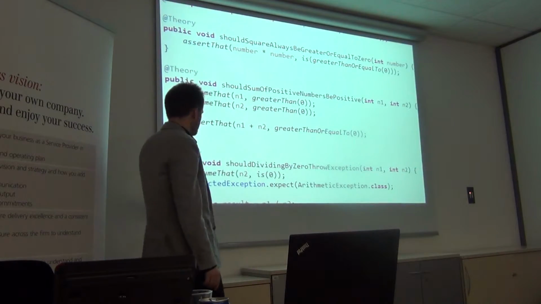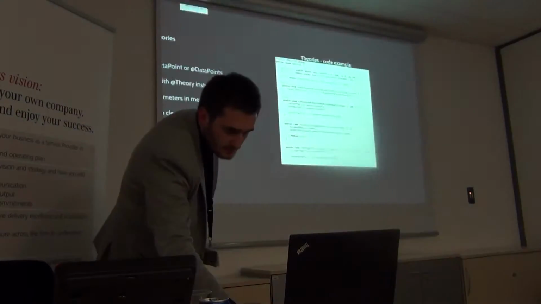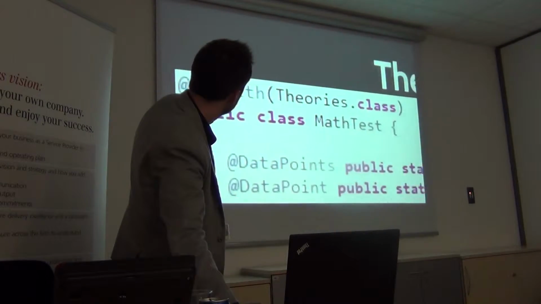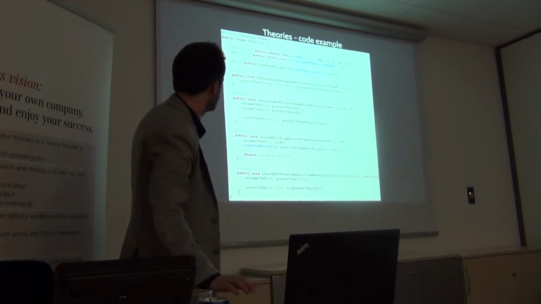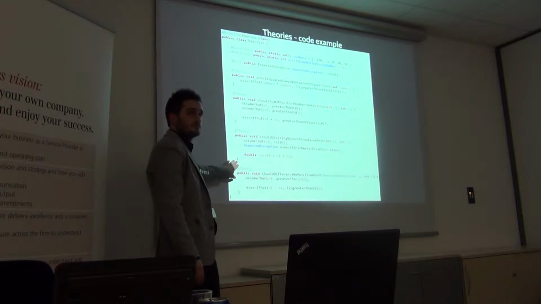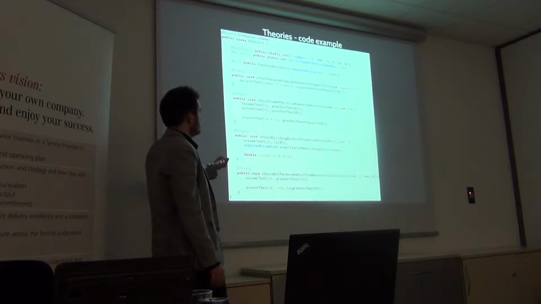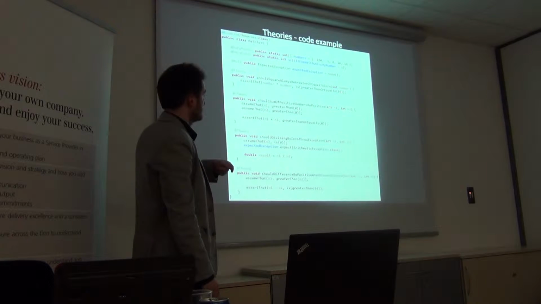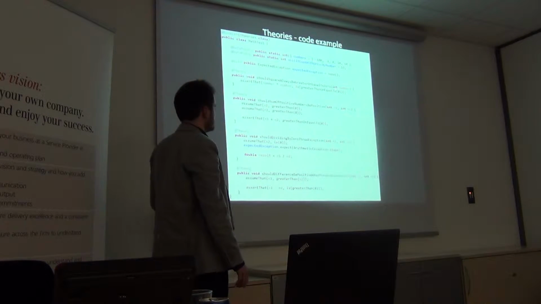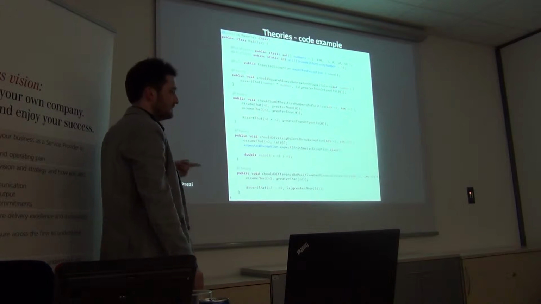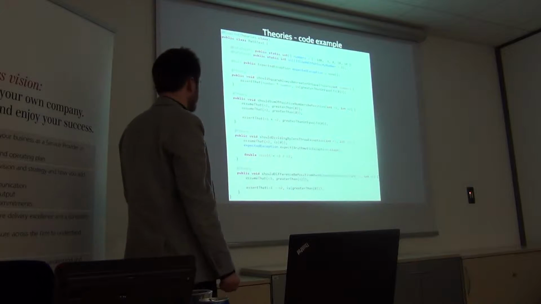Or, can you see that? So assuming that I got two numbers and the second is 0, I should expect an arithmetic exception when I divide them.